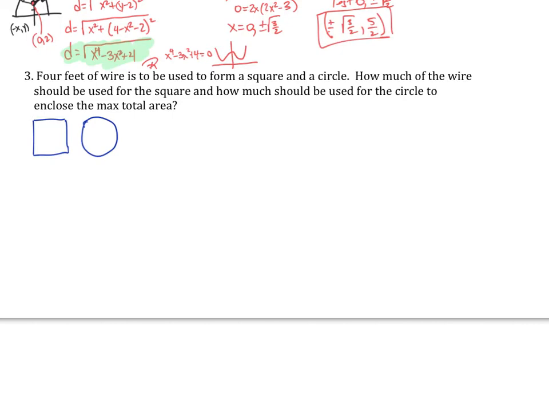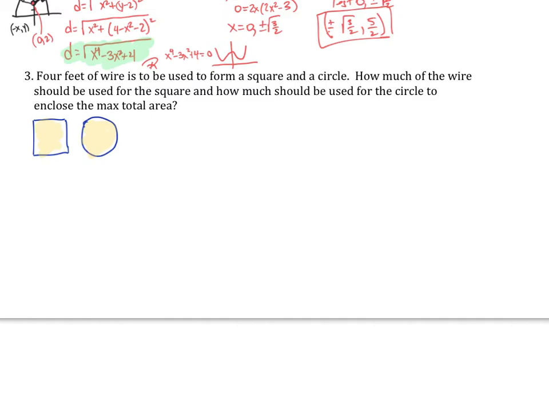So I need to maximize an area using a circle and square. And let me make a note of something that this problem didn't say. You can use it all in one. You don't have to use it in both. In other words, I can make one big square or one big circle. So that's a situation we need to examine as well.